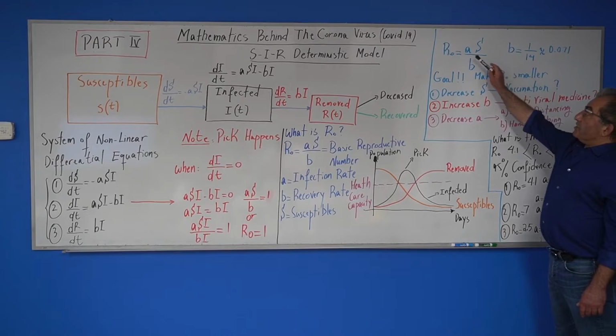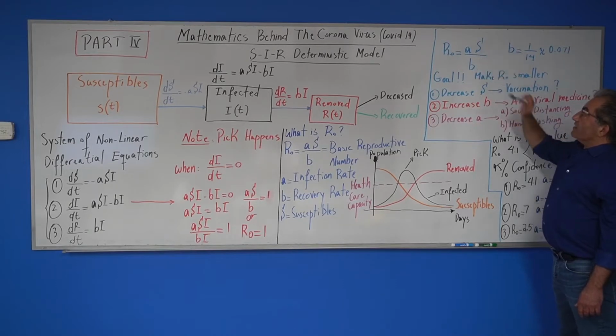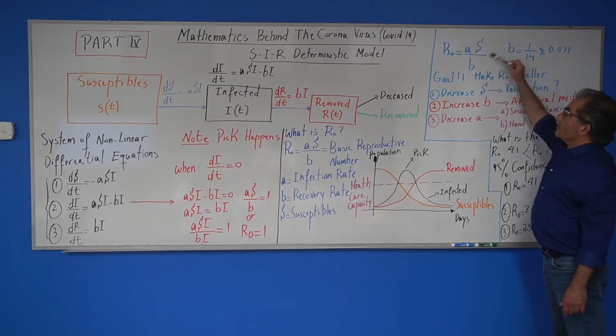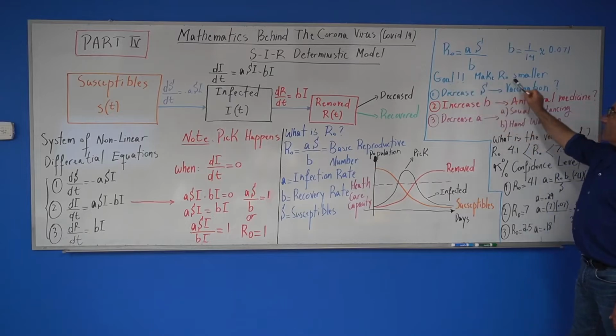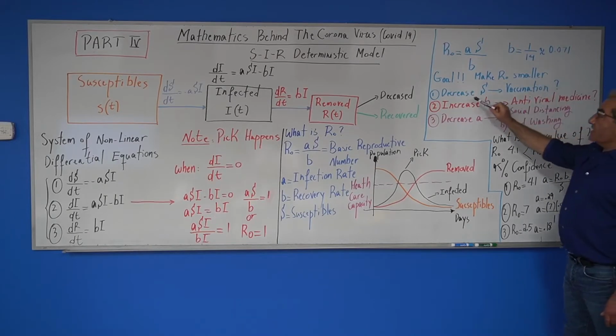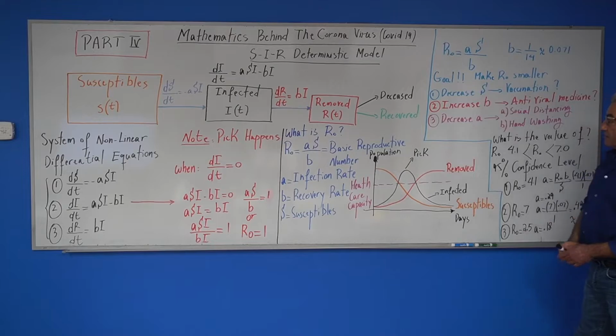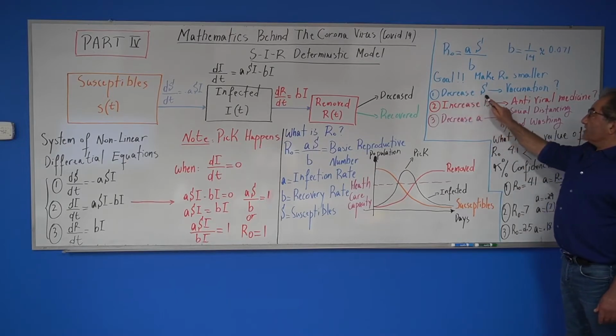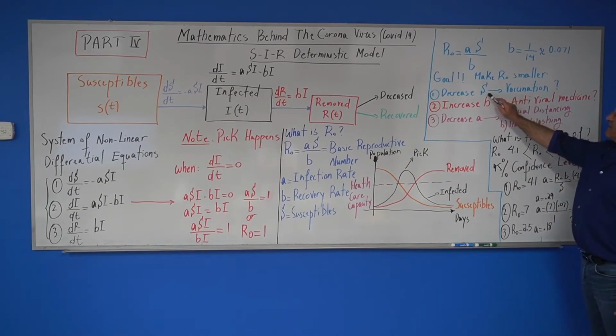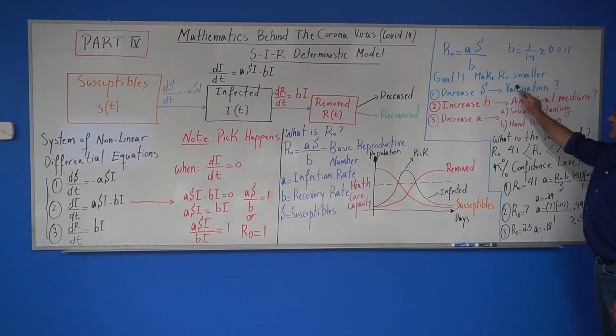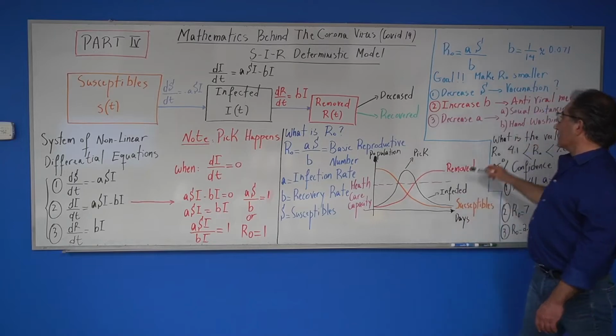Now let me go over this one more time. A times S divided by B. This is a fraction. Our goal: make R0 smaller. How can we make that smaller? There are three ways. One is decrease S, the number of susceptible people, and that needs vaccination. Question mark, not available right now.